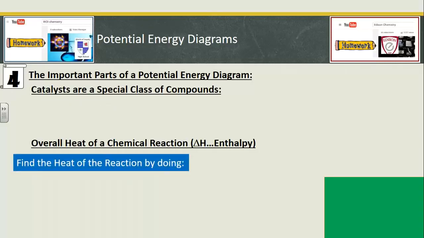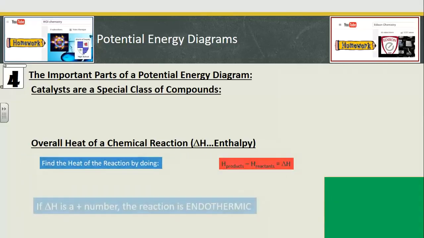The overall heat of a reaction is delta H, it's the enthalpy, and you find the heat of the reaction by subtracting the heat of the products, which is listed for you in the graph on the y-axis, from the heat of the reactants, which is listed for you in that graph on the y-axis again. You trace the levels over the little dotted lines, and you can see the heat that is involved.